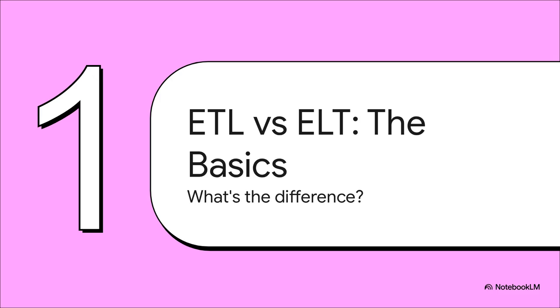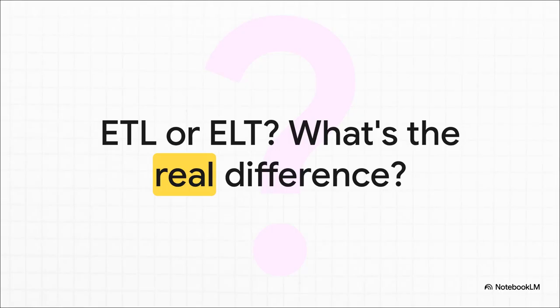First things first, we gotta understand what these letters even mean and why just swapping one of them around changes absolutely everything. At their core, ETL and ELT are just two ways of getting data from point A to point B so you can analyze it. But the one thing that makes all the difference, the secret sauce, is the order you do things in.